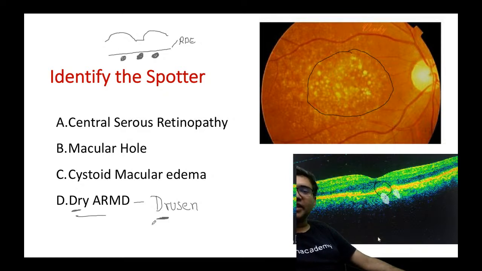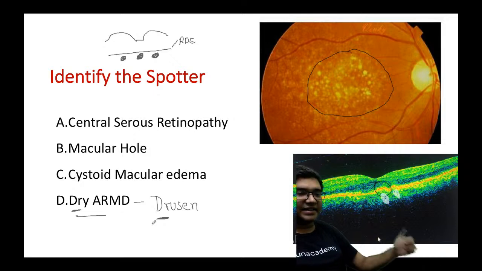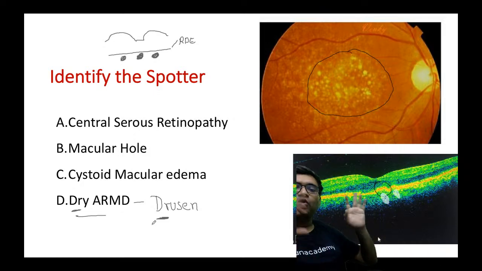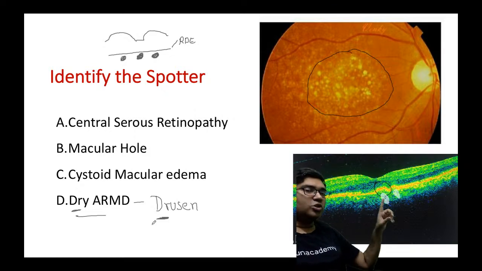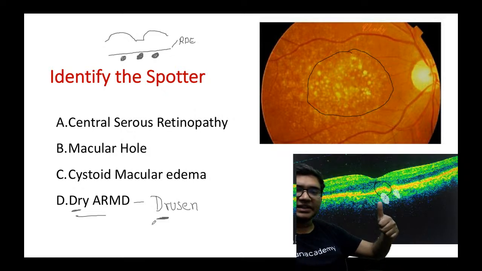If it is a hard exudate, it is seen in diseases like diabetes. If it is a drusen, it is seen in dry ARMD. Is it clear, Dr. Anurag? So do not confuse a drusen of dry ARMD with hard exudates of diabetic retinopathy, or they can be in central retinal venous occlusion. Both have distinct margins, but a drusen is beneath the RPE and the hard exudates are there in the inner layers of the retina. Is it clear?